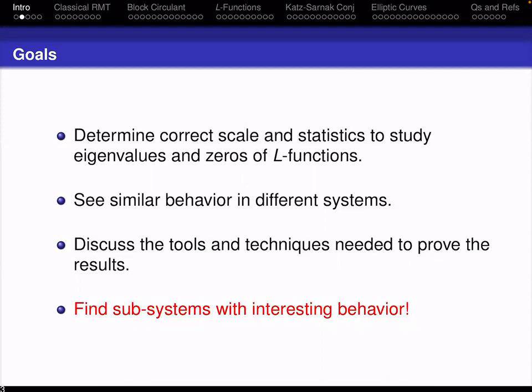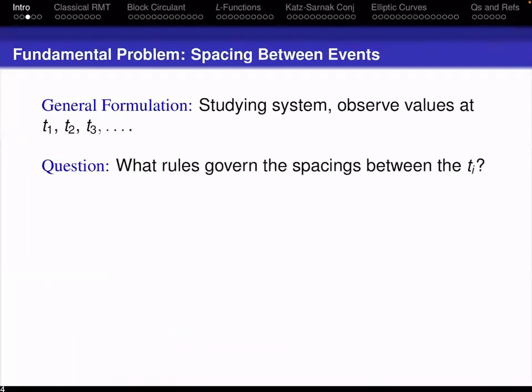So what you want to do is look at the smallest set you can, where you can still actually execute the calculations. We can actually do the summations and find what the limits are. All right, so the general formulation is we have some system and we observe values at T1, T2, T3, and we want to understand what rule governs the spacings.